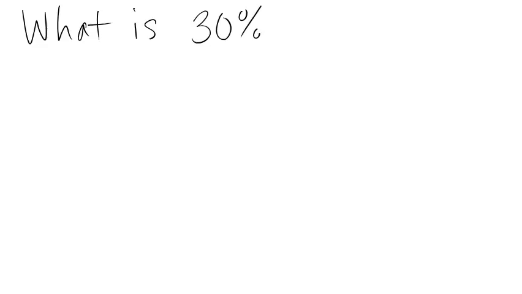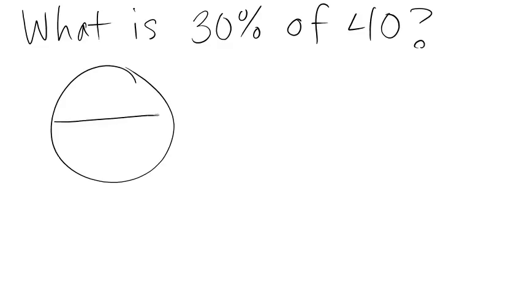So finding the part. One example might be, what is 30% of 40? This problem may look familiar, but let's go ahead and draw the circle again. So we need to identify the sections. The percent symbol should stand out as the percent. Remember, percent goes in the bottom left, but it needs to be written as a decimal.